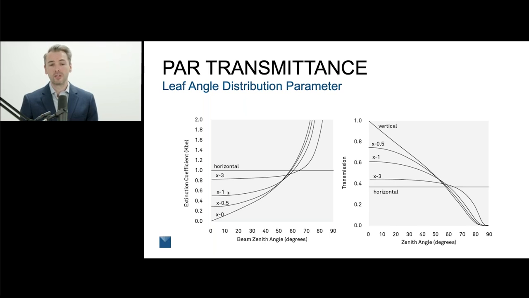As you increase how horizontal a canopy is, though, this relationship becomes less sensitive to zenith angle. So when you get to a perfectly horizontal canopy, there's actually no change at all in extinction coefficient because of the way the light is always striking those leaves.